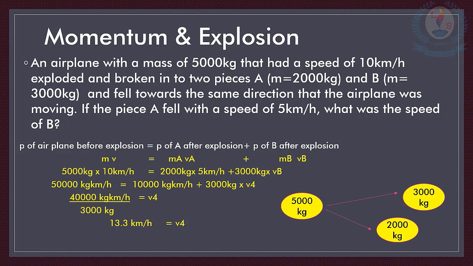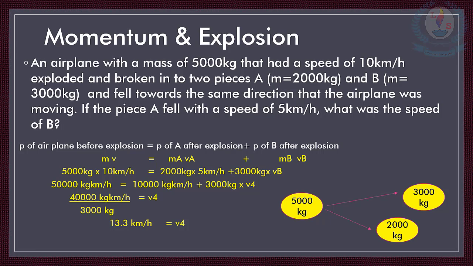An airplane with a mass of 5,000 kilograms that had a speed of 10 kilometers per hour exploded and broke into two pieces, A and B. The mass of piece A is 2,000 kilograms and the mass of piece B is 3,000 kilograms. They fell towards the same direction that the airplane was moving. If piece A fell with a speed of 5 kilometers per hour, what was the speed of piece B?